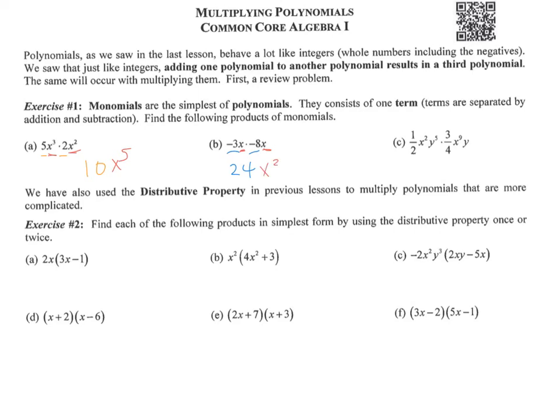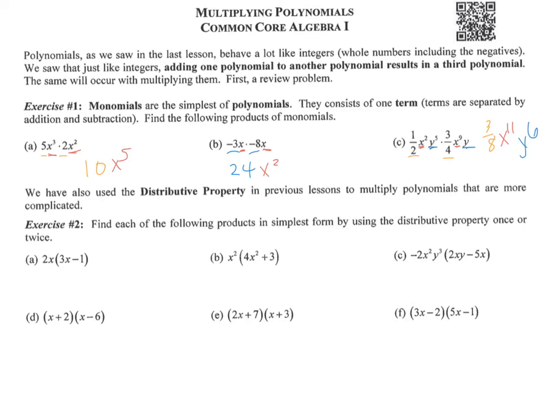Then it starts to get a little bit more difficult. I have 1/2 times 3/4. Well, you multiply numerators. 1 times 3 is 3. 2 times 4 is 8. But then we have to look at the multiple types of exponents. So I have x squared, and x to the 9th becomes x to the 11th. And I have y to the 5th, and y to the 1st becomes y to the 6th. So again, this should be a review for you.